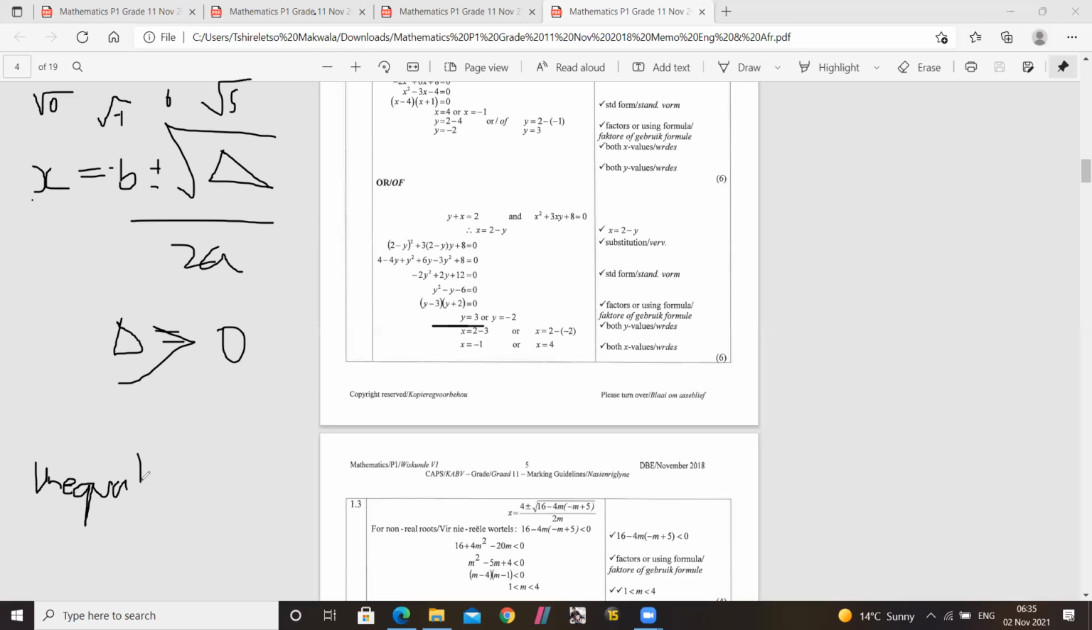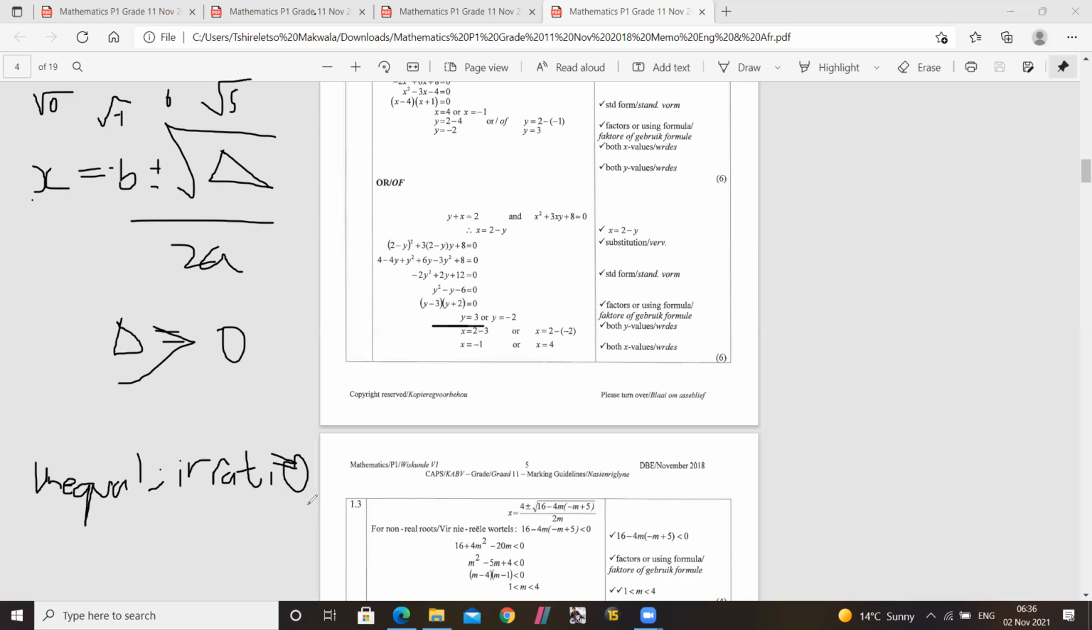Then they must also be irrational. Why? Because the square root of delta is an irrational number. An irrational number plus an irrational number, you still get an irrational number. So irrational just means that you cannot write this thing as a fraction, like a over b.